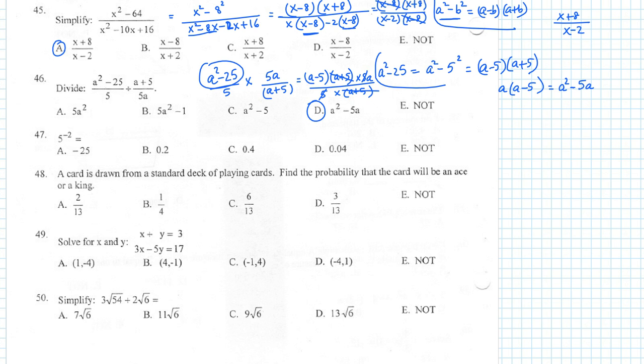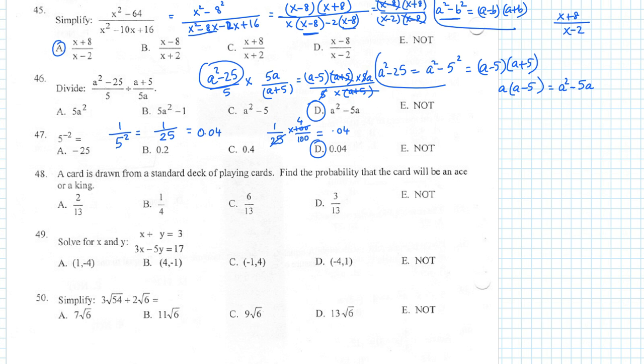Question 47, 5 to the power minus 2 is equal to what? So 5 to the power minus 2 means 1 divided by 5 to the power 2. So which is nothing but 1 divided by 25. So 1 divided by 25 is equal to 0.04. And the reason for this is, so 1 by 25, if you multiply by 100 and divide by 100, what you will get is 100 divided by 25 is 4, and 4 divided by 100 is 0.04. So D is the correct answer.